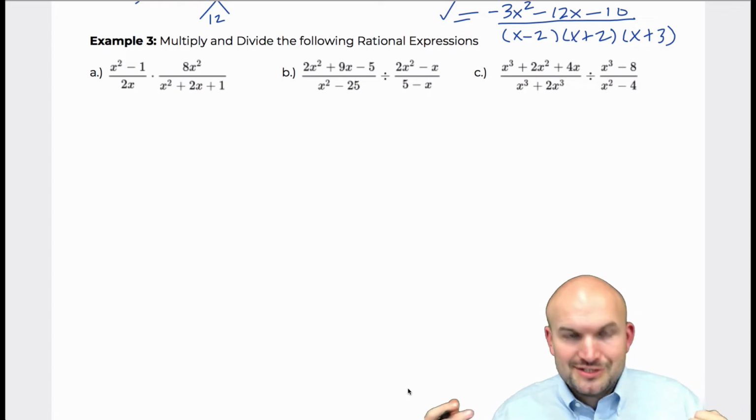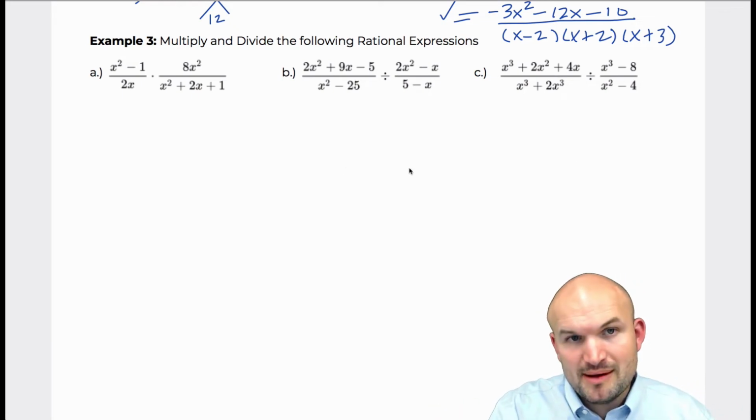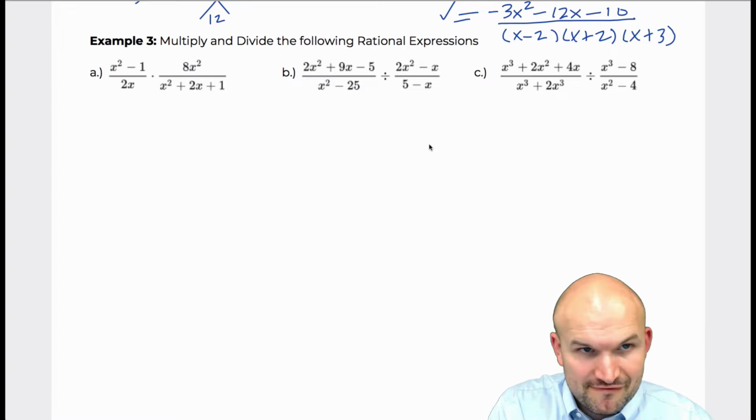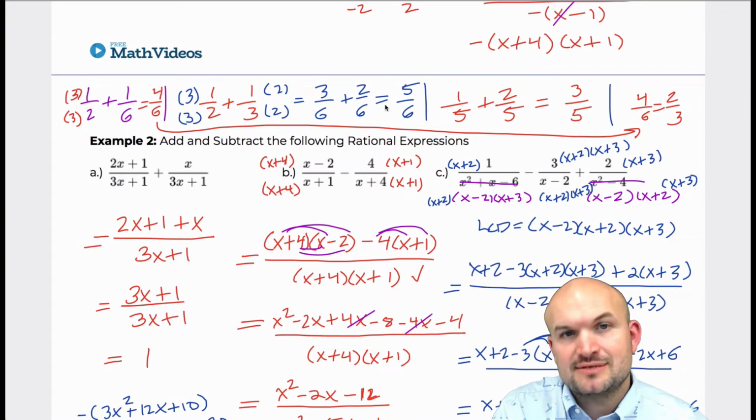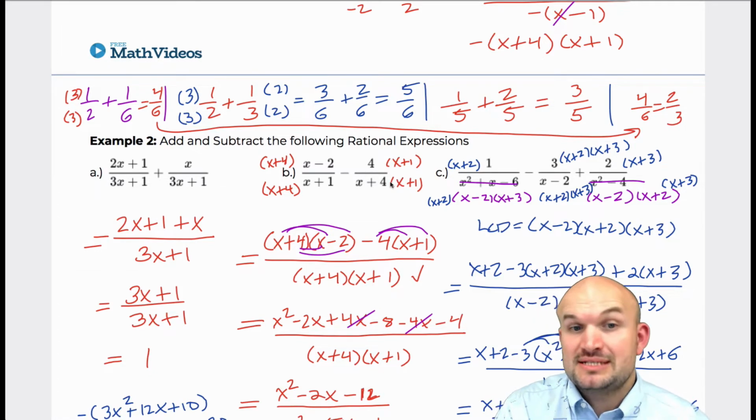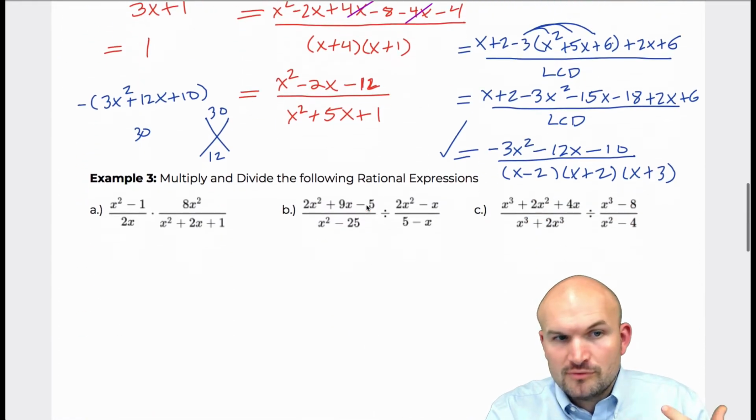Okay, so on to multiplying and dividing. Now, remember, when we're multiplying and dividing, that is different than adding and subtracting. The main important thing with adding and subtracting, guys, is we need to have a common denominator. That is not true for multiplying and dividing.